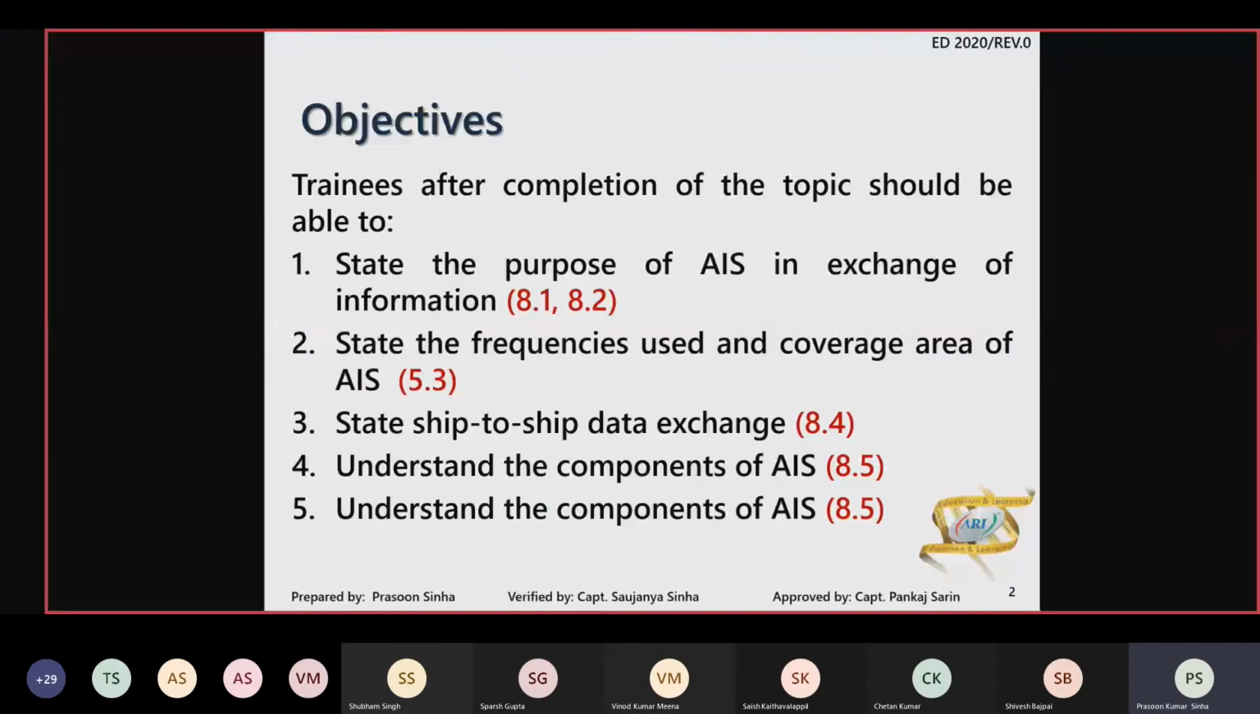So what we are going to know when we have completed this topic, the objectives. Purpose, why the exchange of information, the frequencies and coverage. VHF we have talked about, but what exact frequencies are used for this? Ship to ship data exchange is happening. Components of AIS, it got repeated twice. So components that we have seen, what is there on this screen we have already done. Then there will be more things coming.